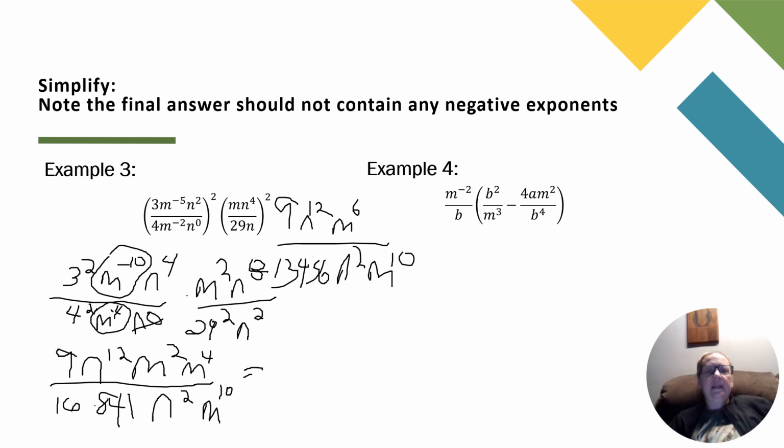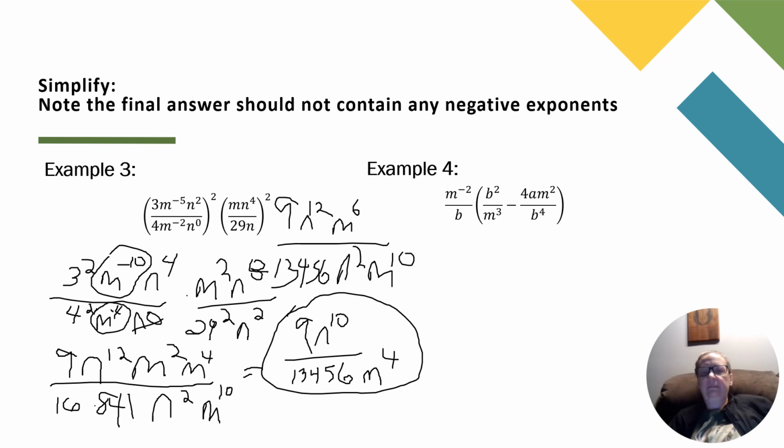And it cannot. So then the numbers are not going to change. So I still have a 9 up top. So the n's are going to end up in the numerator. There's 12 minus 2 left, leaves me with 10. And then I have that 13,456. And then 10 minus 6 is 4 m's left over in the denominator. And that's my final answer.